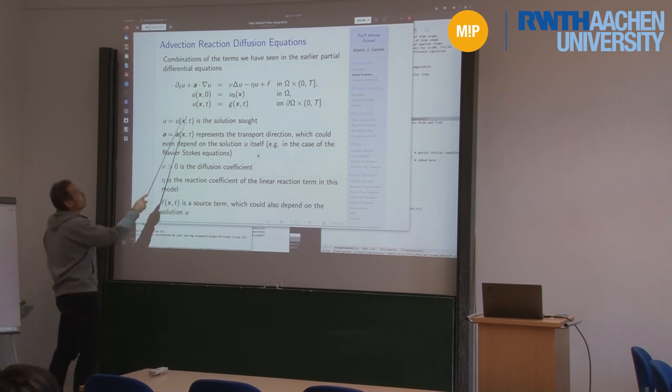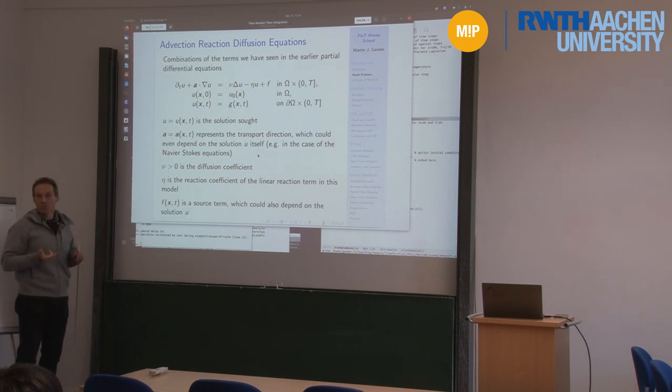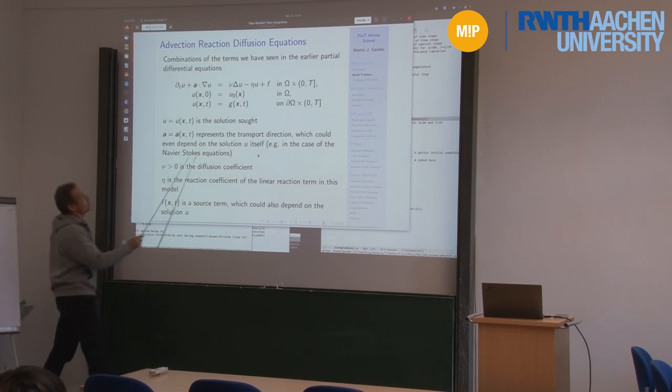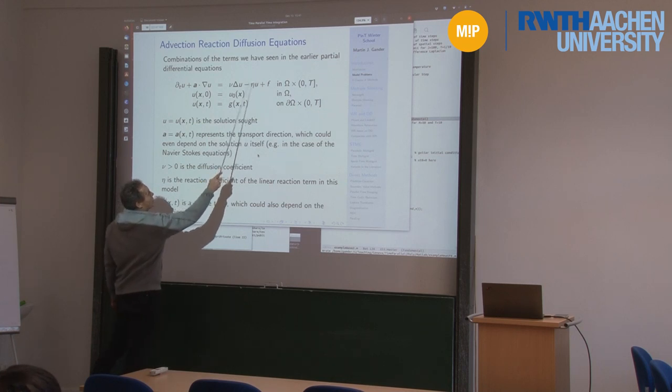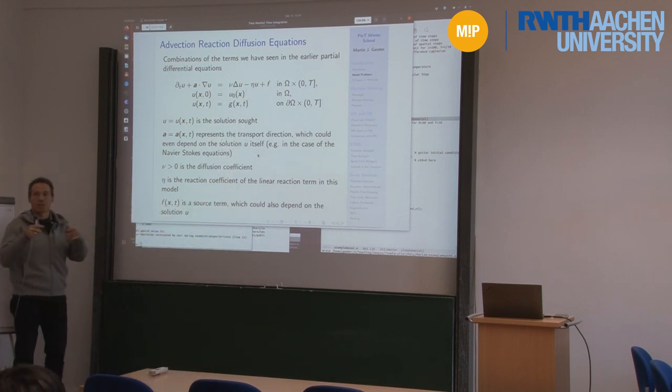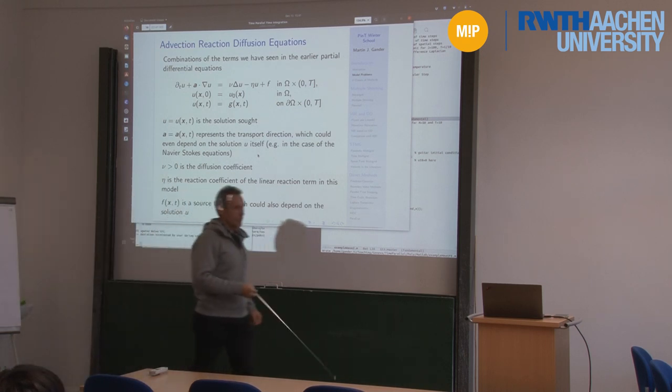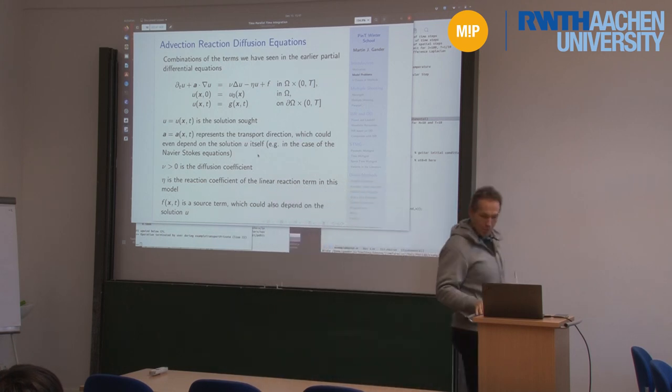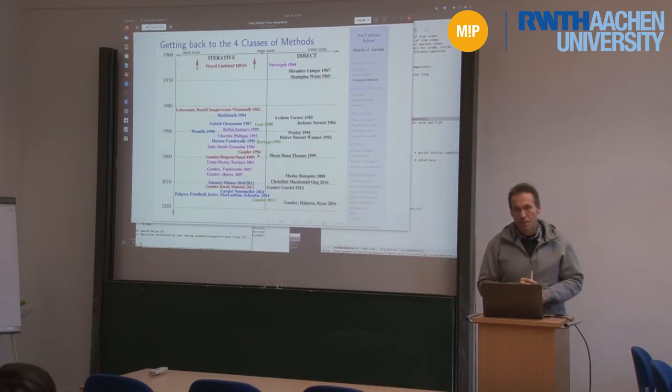But it can be even worse. This speed can depend on u itself, like in the Navier-Stokes equation. And that's how turbulence is forming in the Navier-Stokes equation, because the speed is determined by itself moving its velocity field. The diffusion I explained, the reaction coefficient here, I have a linear reaction. This could be a nonlinear term. For example, if chemicals merge and react and produce other chemicals. So this is the advection reaction diffusion equation. We'll see an example later on an algorithm.